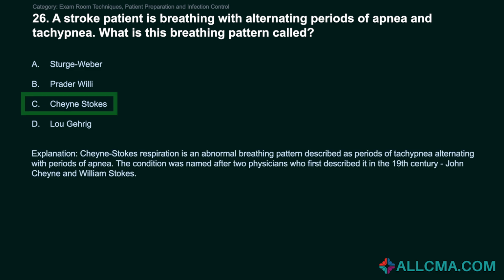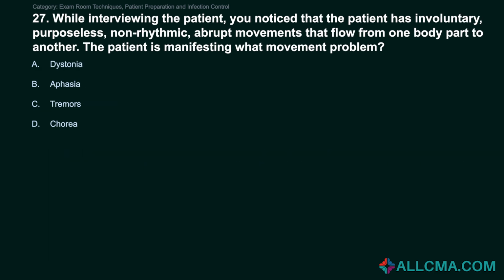Cheyne-Stokes. Cheyne-Stokes respiration is an abnormal breathing pattern described as periods of tachypnea alternating with periods of apnea. The condition was named after two physicians who first described it in the 19th century, John Cheyne and William Stokes.